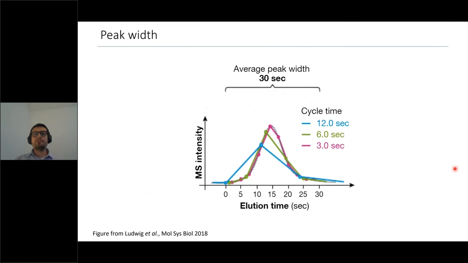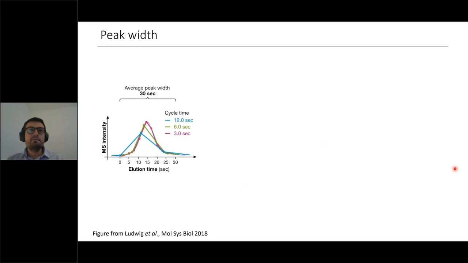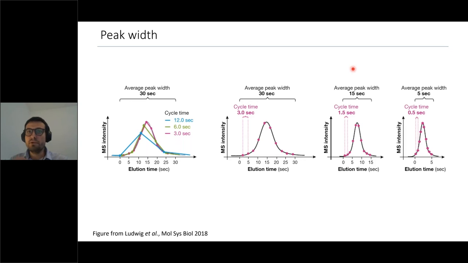So to cut the long story short, having a longer cycle time means you have fewer data points across your peak. And if we squeeze together our gradients, this also means that our peaks will get narrower and narrower. So in other words, in order to get the same number of data points for your quantification with shorter gradients, you also need to speed up your cycle time.